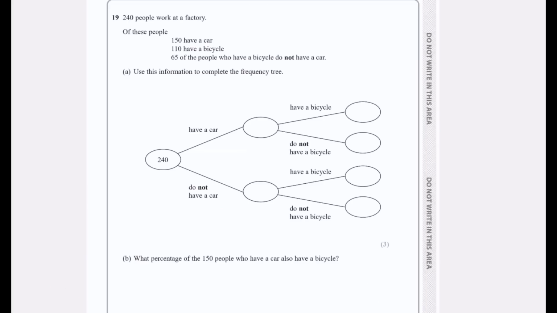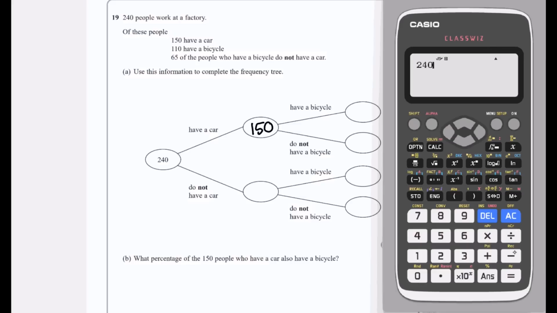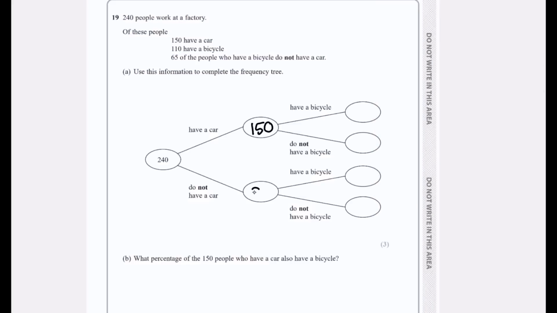Question 19. 240 people work at a factory. Of these people, 150 have a car. So we're filling in a frequency tree. I may as well fill this in now. So 240 minus 150, which is 90, don't have a car.